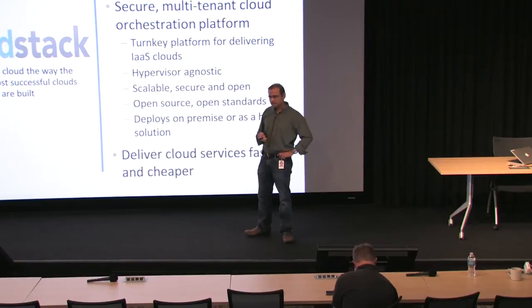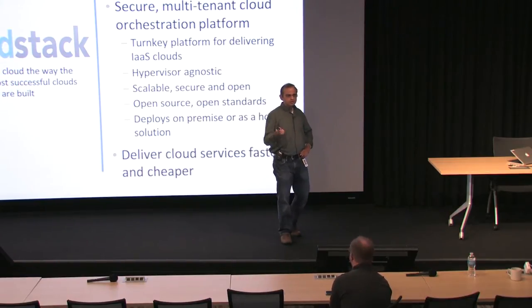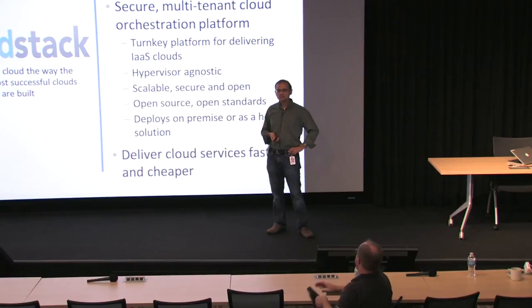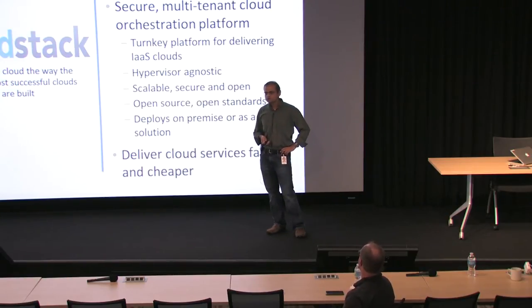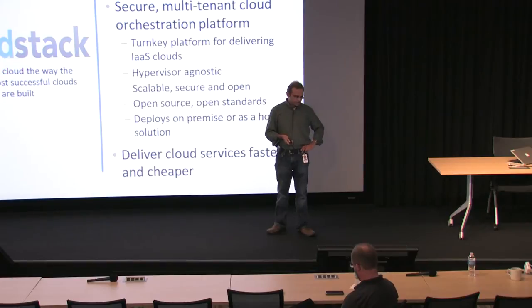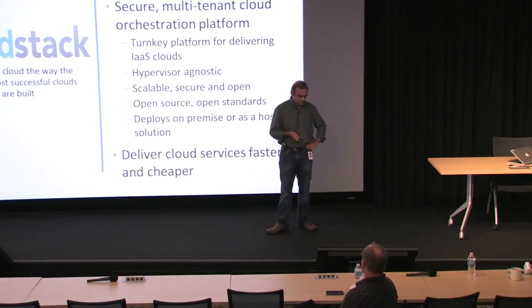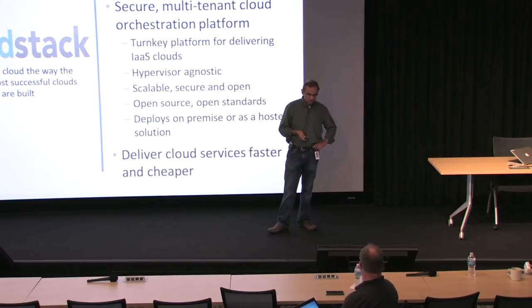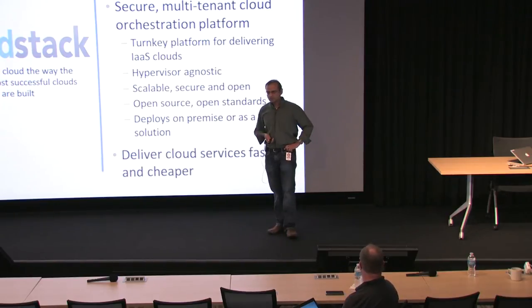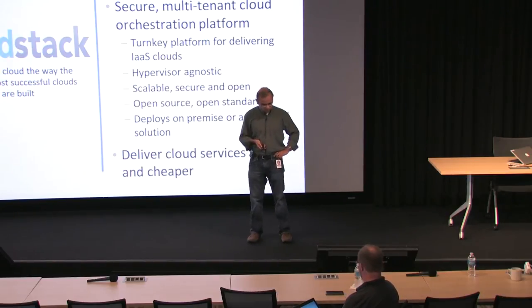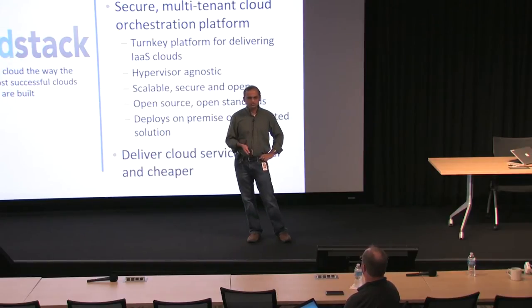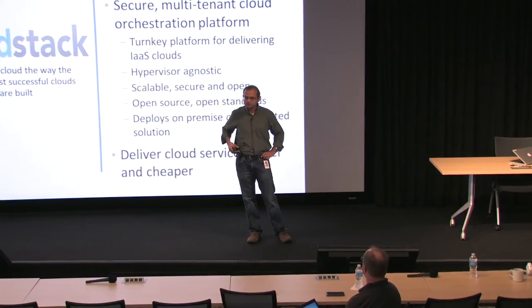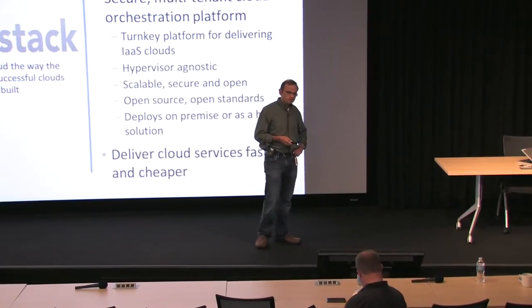Somebody like Amazon has the luxury of sticking to a single hypervisor, but typically you are interested in deploying on different hypervisors. So being hypervisor agnostic was one of our goals. Scale, of course, just like what Amazon, Rackspace, et cetera do. Secure, because if you're deploying on a public cloud and you're not secure, nobody's going to deploy on you.